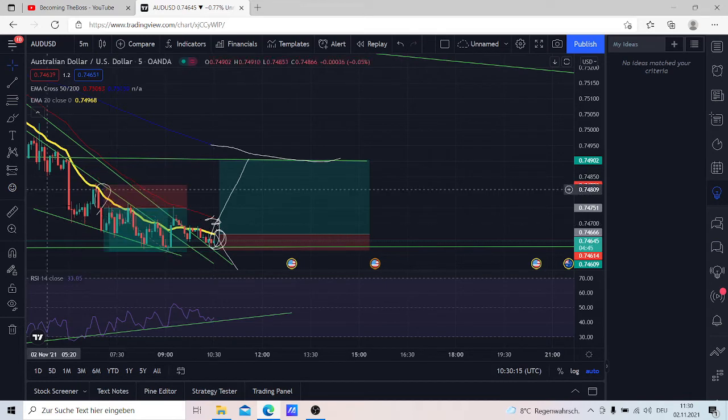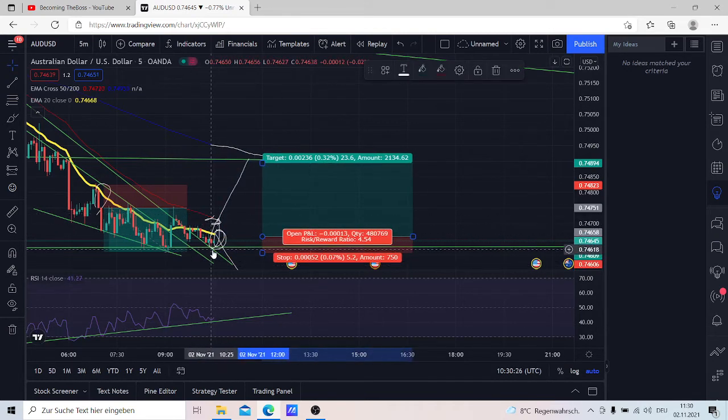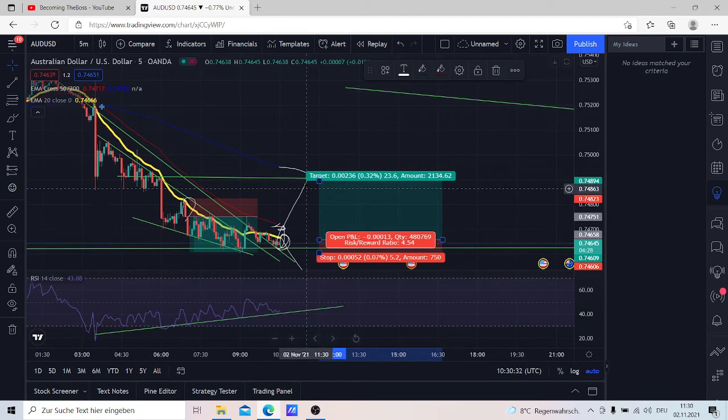But for the moment, because we had this lower low, lower high pattern, but on the other side we have the higher high, higher low, the chances are that we might see a little bit of a turnaround to the upside. So this is what I'm targeting and what I'm looking at right now.